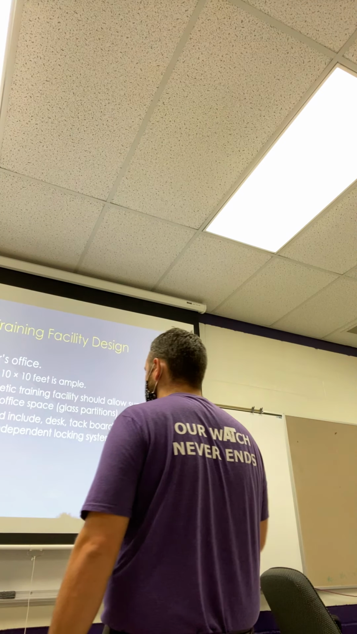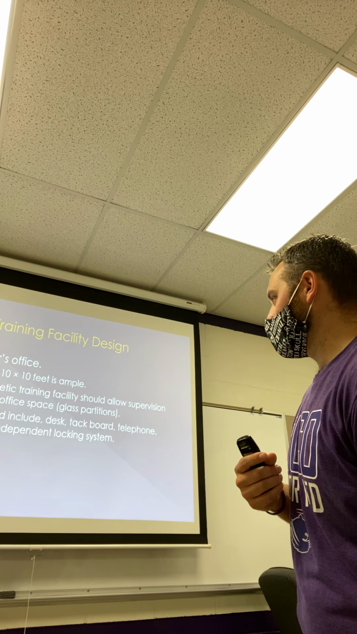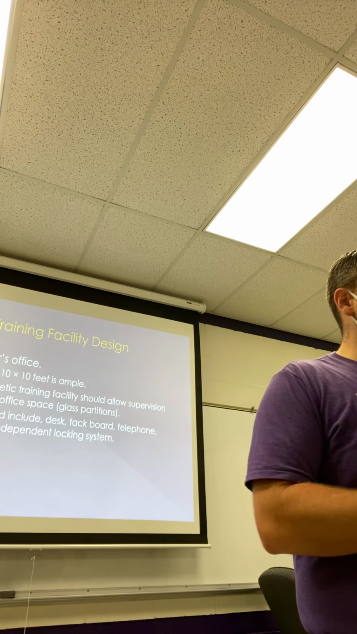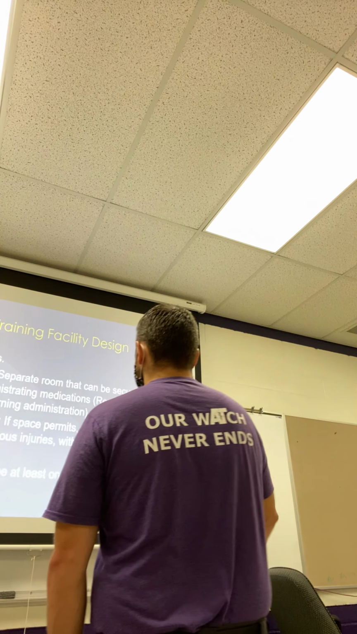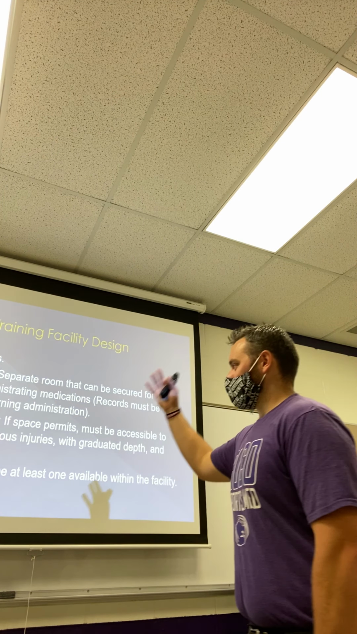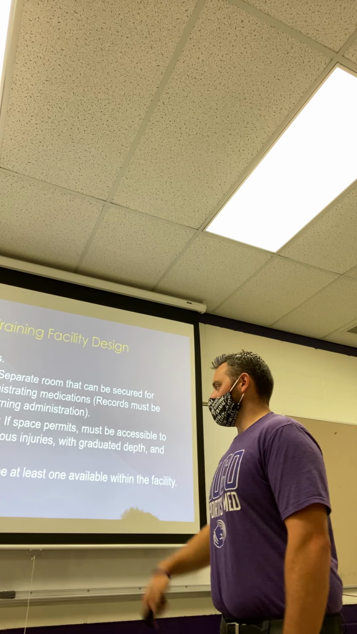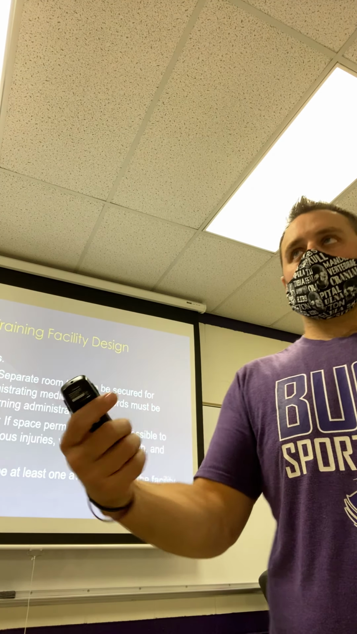Athletic training offices need to be at least 10 by 10. That's a good space for an athletic trainer to have as an office. All areas in the athletic training facility should allow for supervision. Like we talked about, you guys have to be supervised. So putting a window in your office to see out into the athletic training room is very important, so that you can be under supervision. Additional things that you might want in an athletic training room, I'll let you look at when I open the PowerPoint.